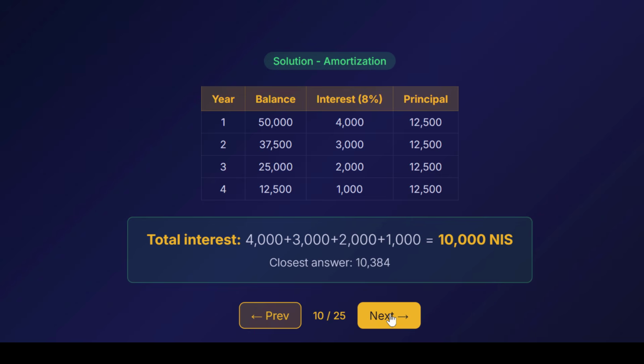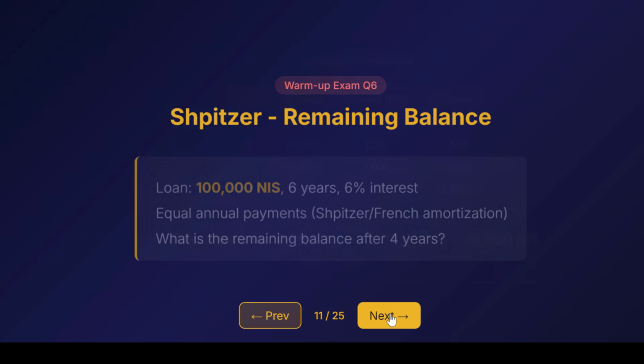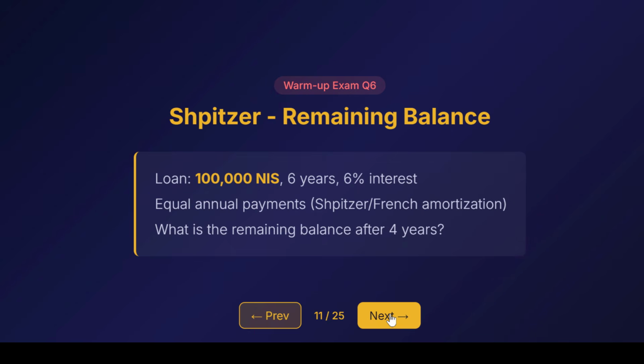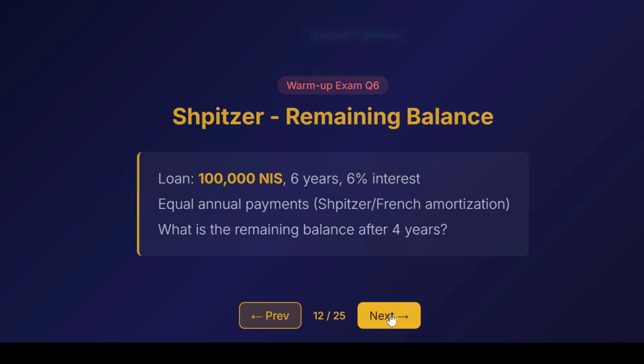Topic 6. Future value and compound growth. If a deposit of X shekels grows to 6x after 47 years, what is the quarterly interest rate? With 188 quarters, we solve for the rate using the 188th root of 6. This gives approximately 0.96% per quarter.